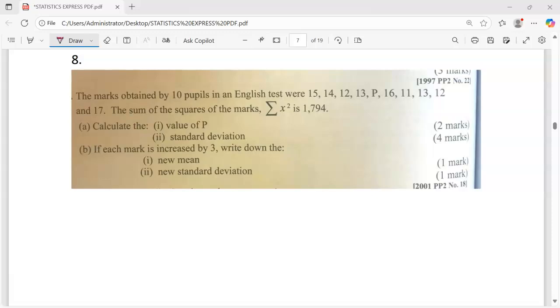We are presenting a question that was done in KCSE 2001 paper 2 question number 18, a question on statistics 2. The question reads: the marks obtained by 10 pupils in an English test were as follows: 15, 14, 12, 13, P, 16, 11, 13, 12, and 17, and the sum of the squares of the marks is 1794. Part A, calculate the value of P.